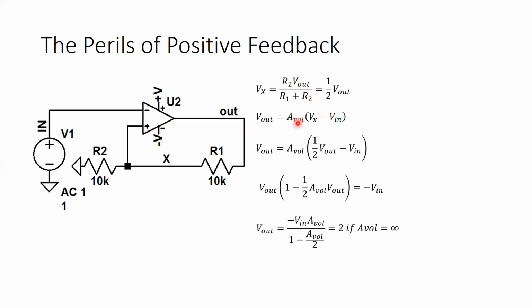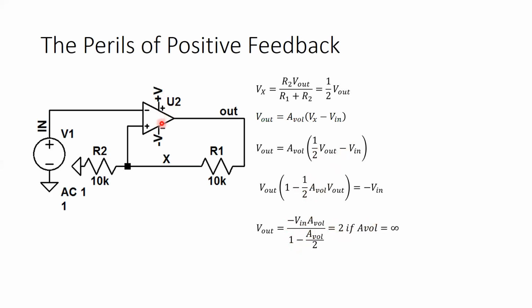V out equals the open loop gain times Vx minus V in. So Vx here is on the positive side now, and V in is coming in on the negative side. Okay, what is Vx? It's 1/2 V out. All right, so we substitute it. We magically manipulate things in algebra. But notice this is negative instead of positive, right? You substitute everything in, and damn, the gain is 2 if the open loop gain is infinity. What? How the heck did that happen?